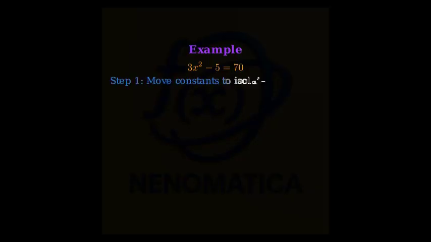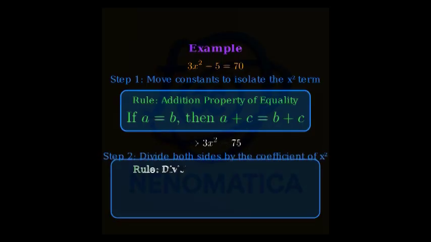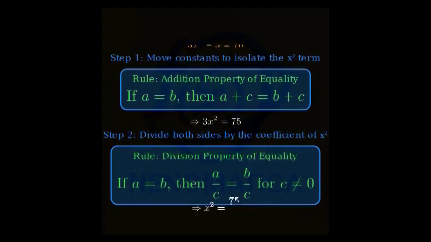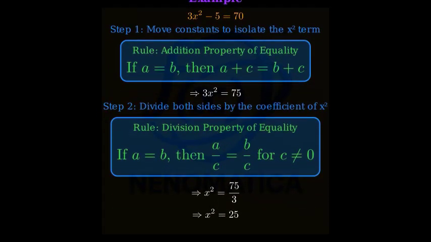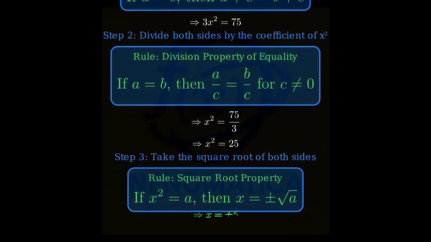We add 5 to both sides of the equation to get 3x squared equals 75. Next, we divide both sides by 3 to isolate x squared. This gives us x squared equals 75 divided by 3, which equals 25. Now, we take the square root of both sides. We get x equals plus or minus the square root of 25, which is plus or minus 5.